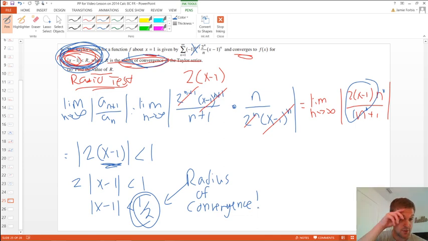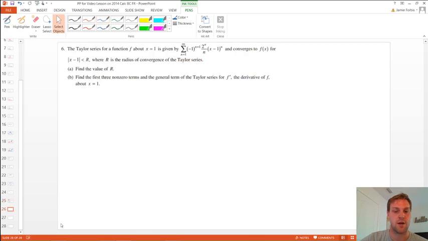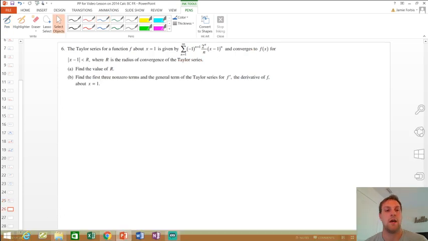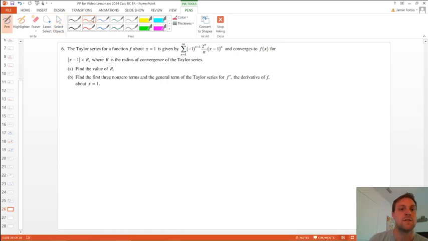Now these next two can be a little bit of a stretch, so it's not gonna be the worst thing in the world if you don't get these, but we'll still try them. Okay. The Taylor series. So I still got that. All right. Now we're finding the first 3 non-zero terms and the general term for the Taylor series of f prime, the derivative of f, about x equals 1.